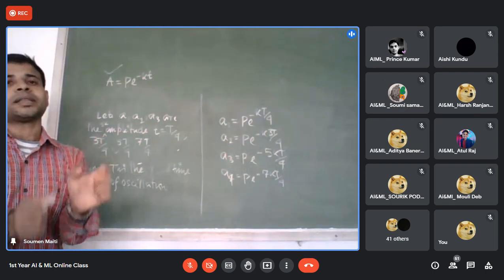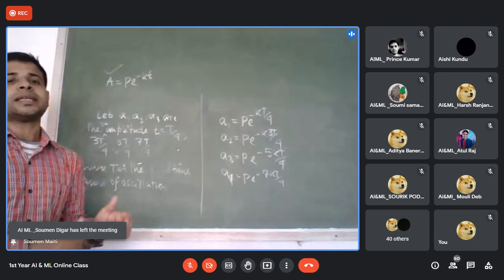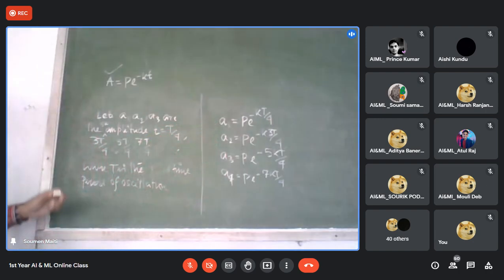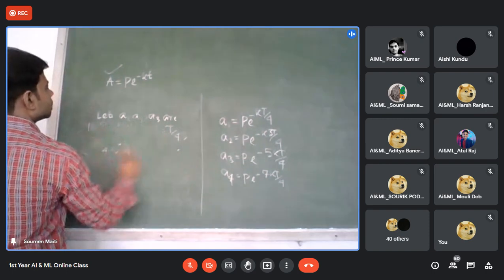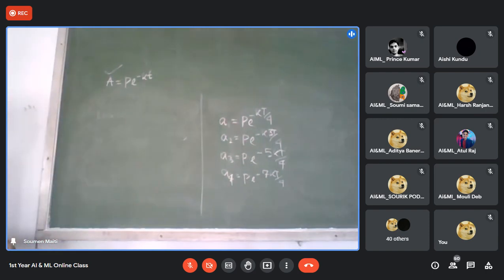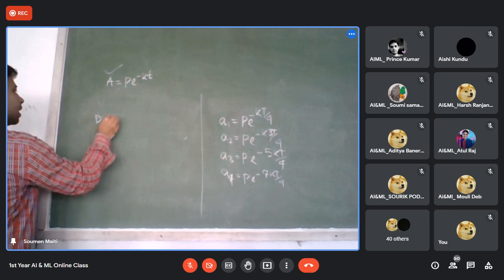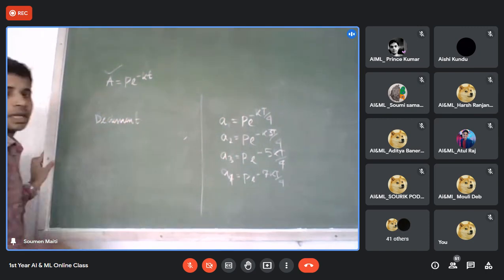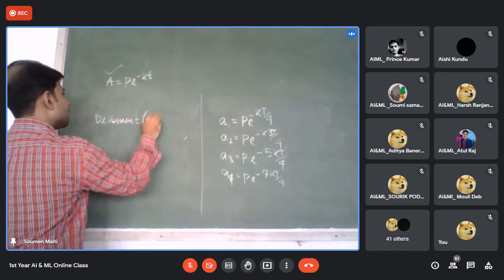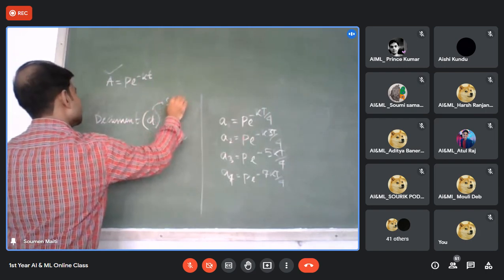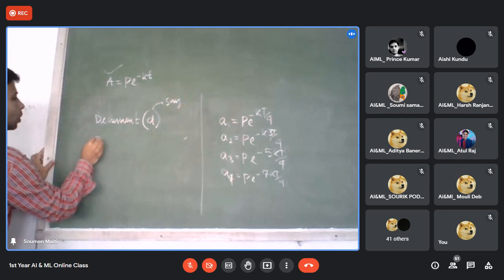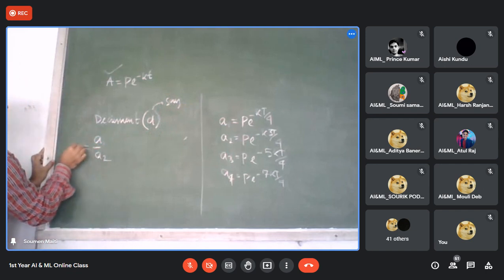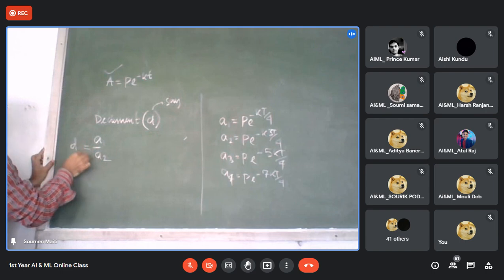Okay, so what I need is called the logarithmic decrement. So I will define the decrement part. Decrement is nothing but the ratio of two consecutive terms. Sometimes it is also denoted by D. Then D is equal to A1 by A2.